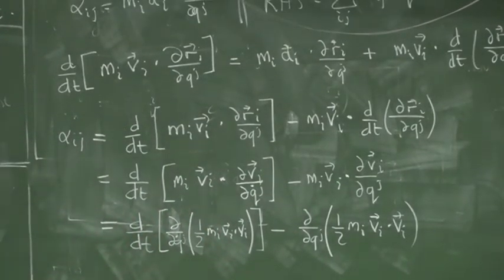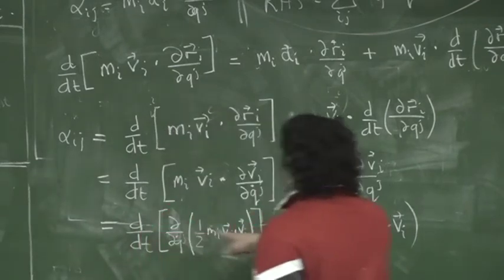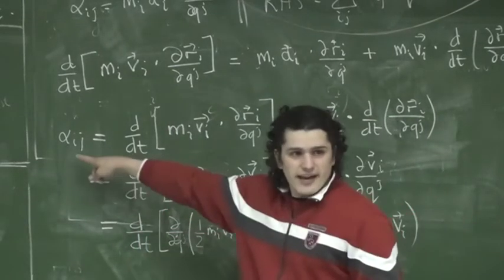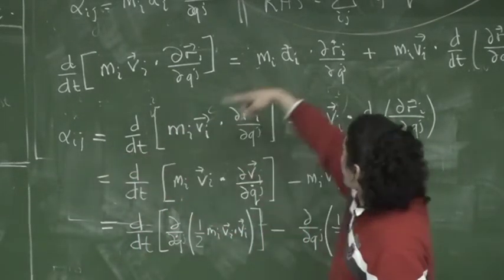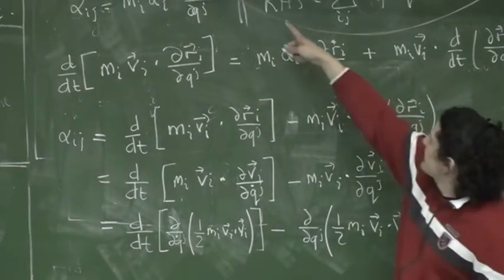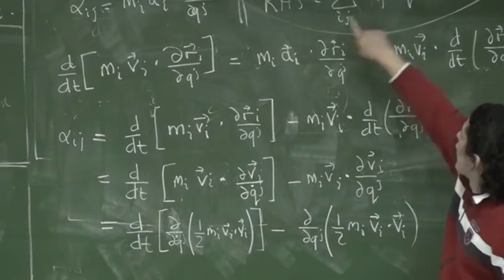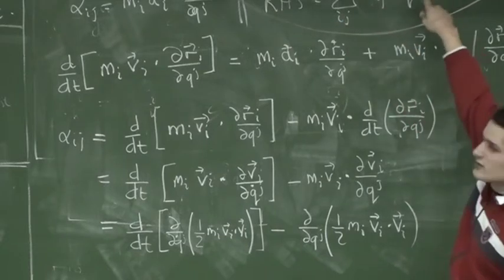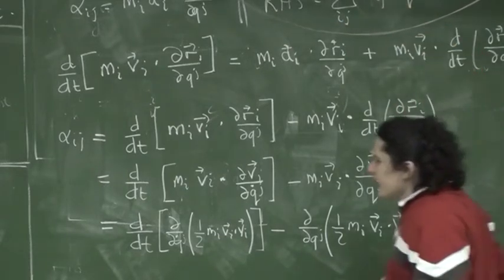So, we have reached just about the final point. Let's see what happens when we sum this over i. This is alpha ij, right? But the right-hand side of the equation, the right-hand side of the d'Alembert principle, is when we sum alpha ij over i and j and multiply by delta qj. Right, so let's do that.